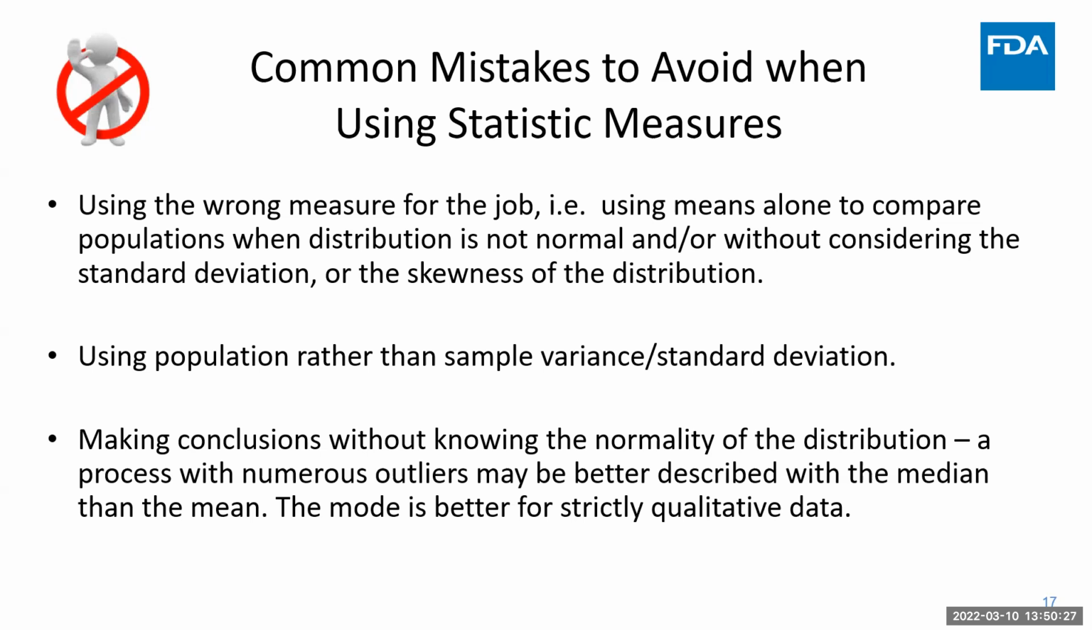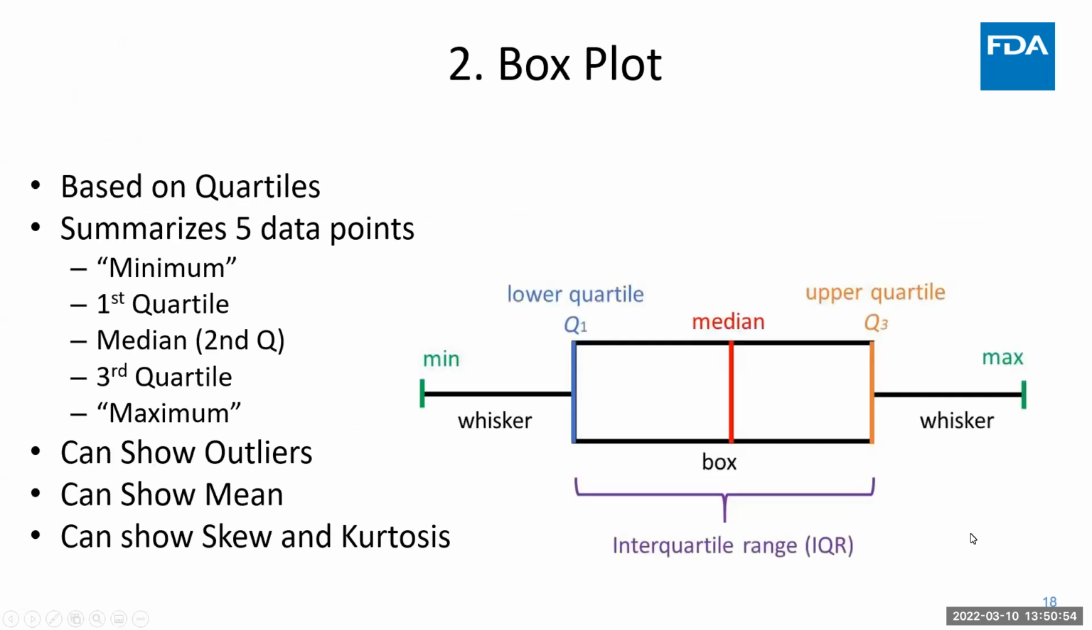Using the population rather than the sample variance for standard deviation. Again, for a very large population, this will make a big difference. And making conclusions without knowing the normality of the distribution. The process with numerous outliers may be better described with the median than the mean. And the mode is better for strictly qualitative data. So know your measures and know when they're appropriate to use. For our next section, I'm going to throw it over to Lawrence to discuss the box plot.